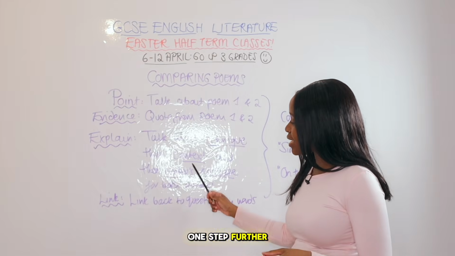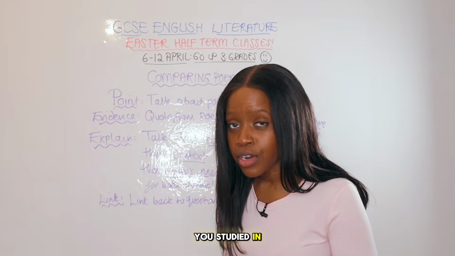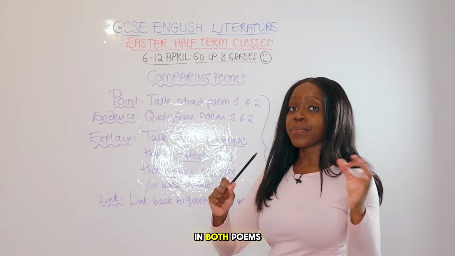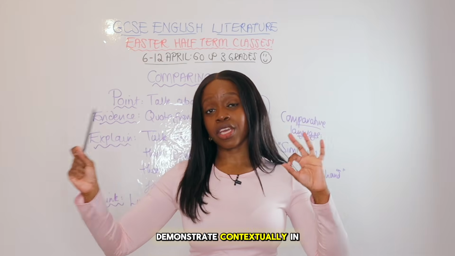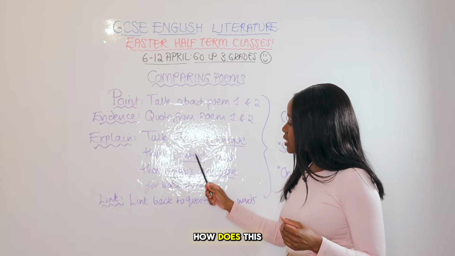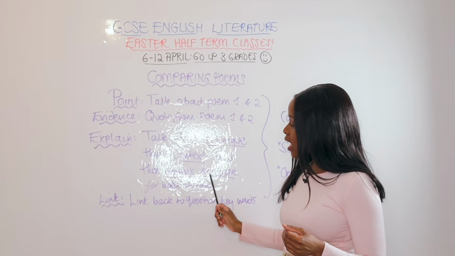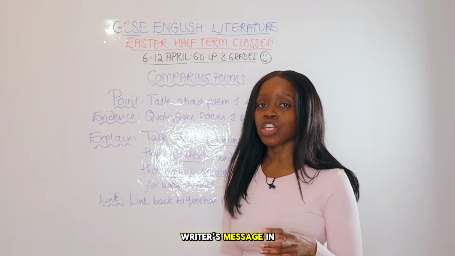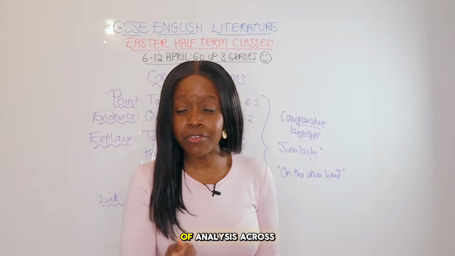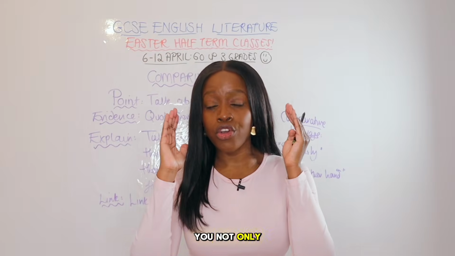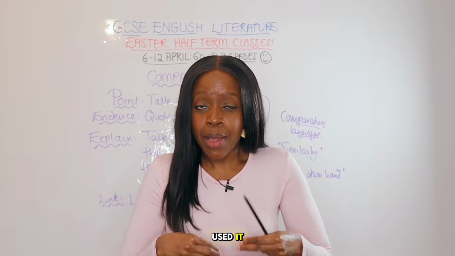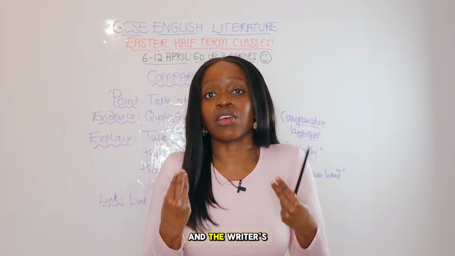Then take it one step further, especially if these are poems that you studied in advance, like Power and Conflict, and mention context in both poems. What does this demonstrate contextually in both poems? Then in the same explanation, layer in how this technique and context add to the writer's message in both poems. Remember that in any analysis across English literature, you not only need to mention the technique that the author is using, but say why they've used it. Mention the writer's intent and the writer's message.